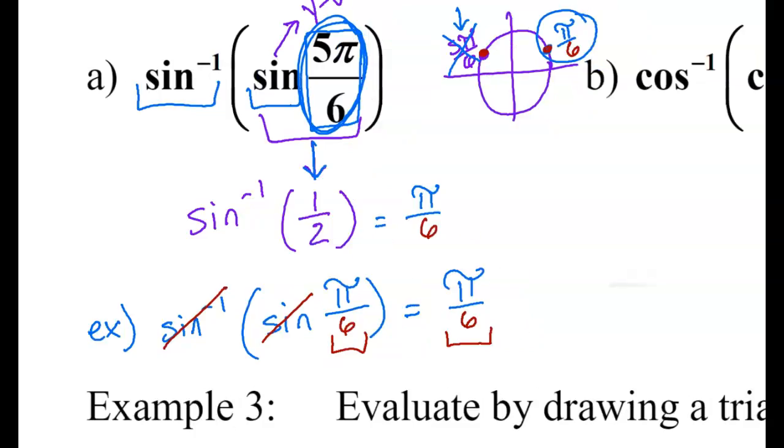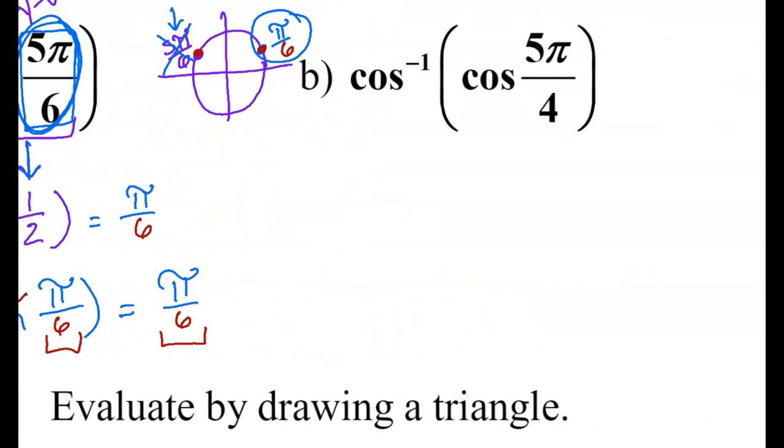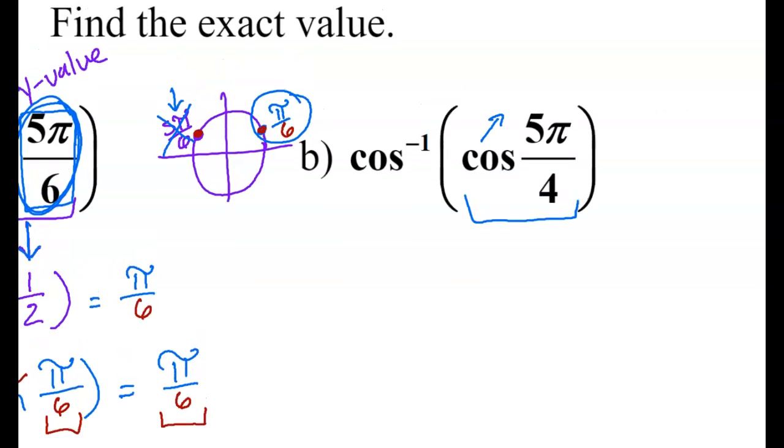All right, we do another one. Cosine of inverse cosine of 5 pi over 4. Remember, we want the innermost parentheses first. So I'm first finding the cosine of 5 pi over 4. We know that is the x value. So I'm looking for the x value of the angle 5 pi over 4. 5 pi over 4 is that 225 degree angle. The x value for 5 pi over 4 is negative square root of 2 over 2. That's what that entire cosine of 5 pi over 4 is replaced with.